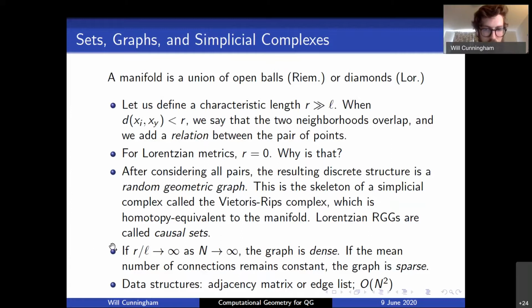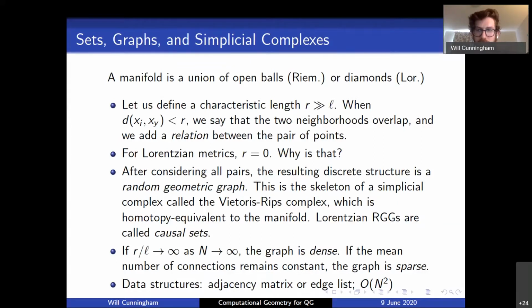So if this cutoff scale R, if the ratio of that to the discreteness scale goes to infinity as the number of nodes goes to infinity, then we say the graph is dense. What this means is that if we look at a sequence of graphs, since we're interested in the graph limit, then that graph will be called dense if the number of connections becomes infinite. Now, I should say why we want to suppose that we look at this n to infinity limit.